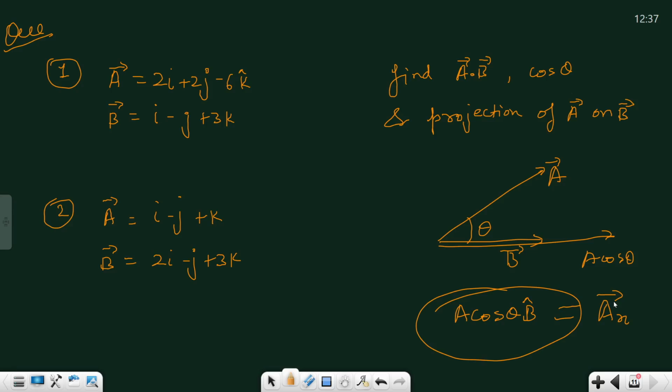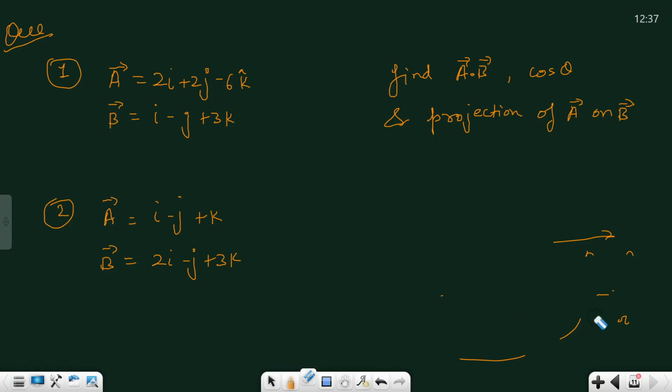Clear? Is it clear? Yeah, sir. चलो. So that's all about your homework. आप थ्योरी यहीं रखेंगे, ठीक है?